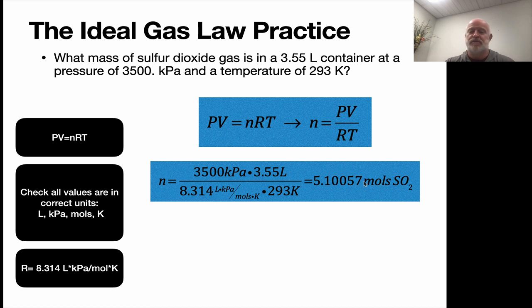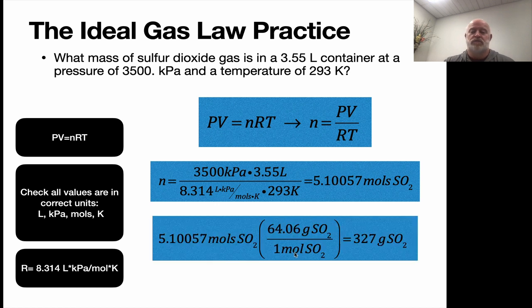Now, I don't want to round this number off yet because it's not my answer, okay? The question said what mass of sulfur dioxide gas is here. So my last step is, if I know the moles of it, I should be able to quickly, using molar mass, solve for the mass of sulfur dioxide gas present, okay? Doing that, we go from moles, find the molar mass of sulfur dioxide, and now we know 327 grams of sulfur dioxide was in that container, okay?